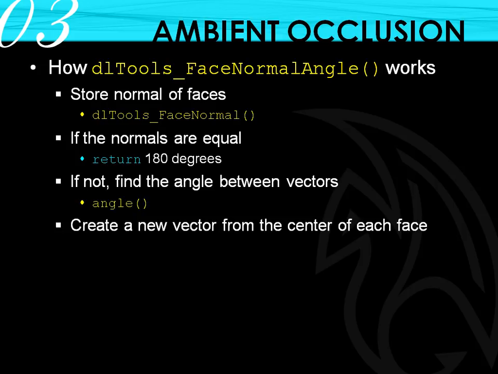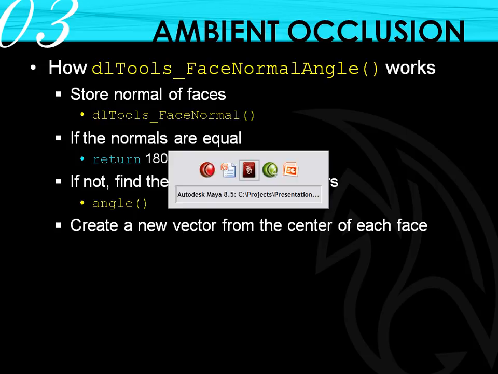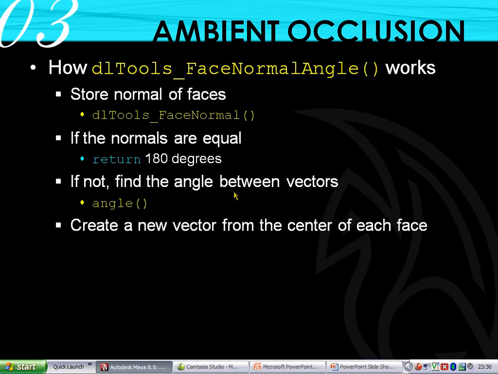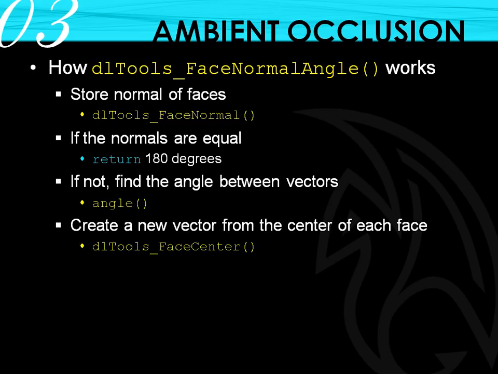So we're going to use angle, and then we're going to create that new vector, that red vector that I showed you before. This one here, okay? So we're going to create that new vector from the center of each face, and we're going to use DL Tools Face Center. Remember, this is one of the first tools that we created originally to be able to find the center of a face. So we put the locator in the middle of that yellow triangle. So we find the face center, and then we're going to use those coordinates to be able to create a new vector. So our new vector is equal to the center of the second face minus the center of the first face.